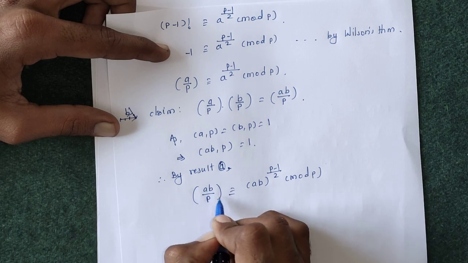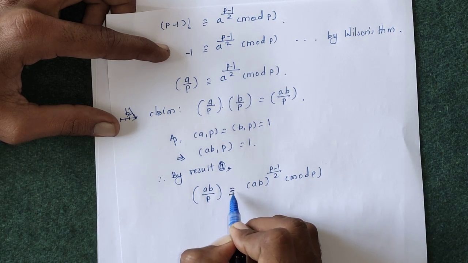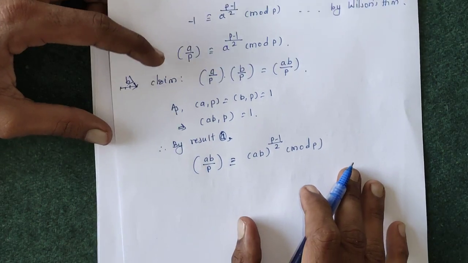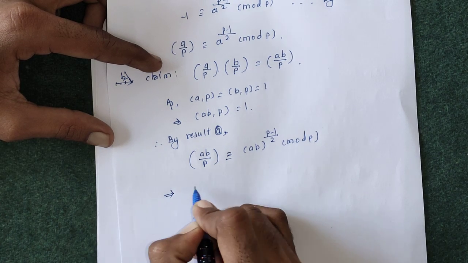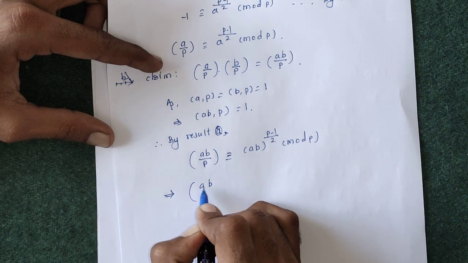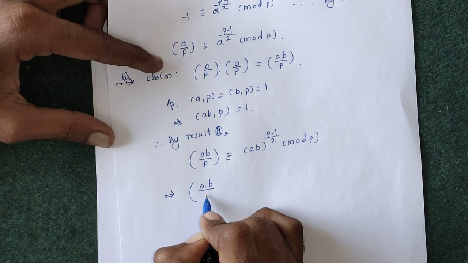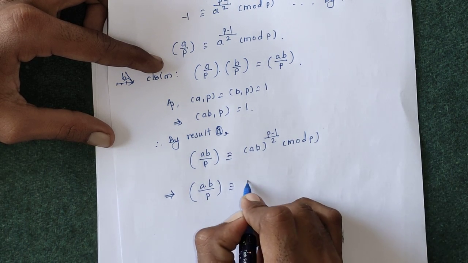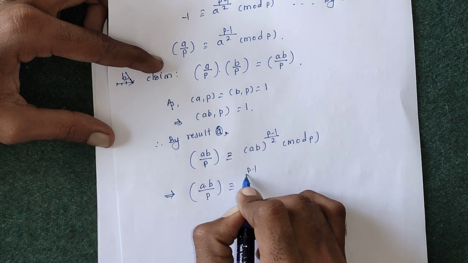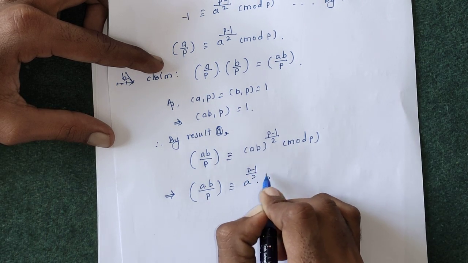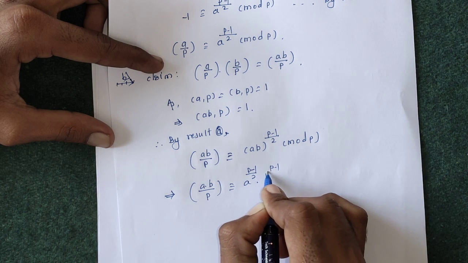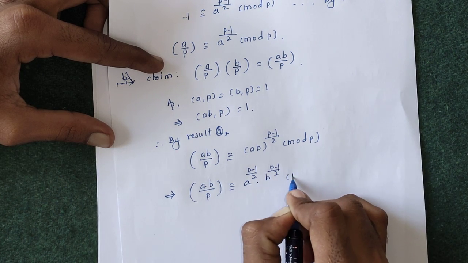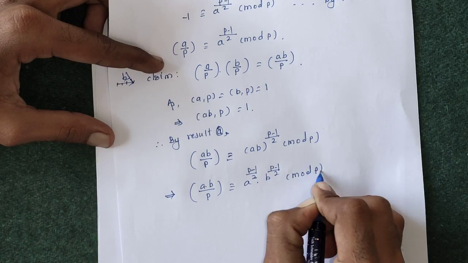So I can write the Legendre symbol of ab with p is congruent to ab raised to (p minus 1) by 2 under modulo p. Rewriting this, ab raised to (p minus 1) by 2 gives us a raised to (p minus 1) by 2 into b raised to (p minus 1) by 2 under modulo p.